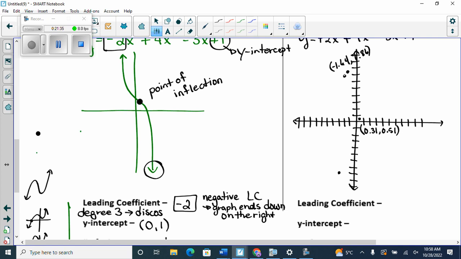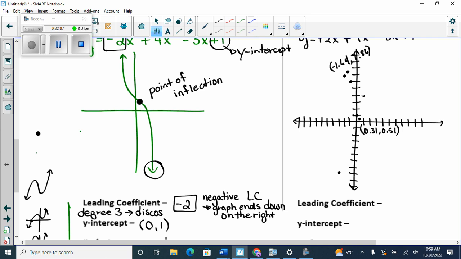And then we have -1 and 6. And then we have 0 and 1. And then we have 1 and 4. Now, don't connect them yet. Do I have every possible point I could have? Do I have enough points? Could I find more points?